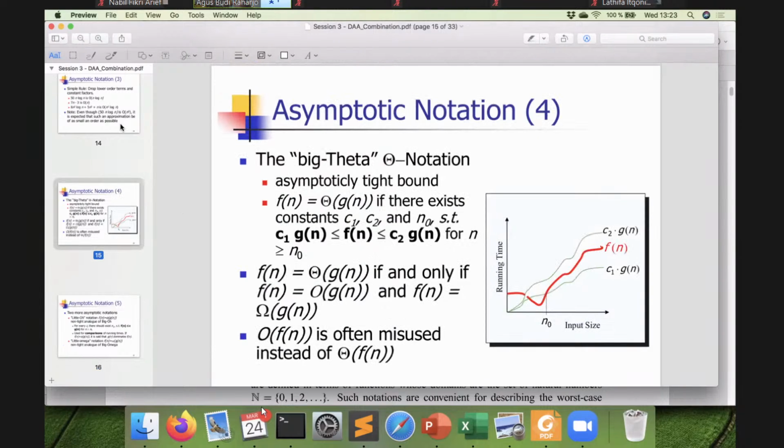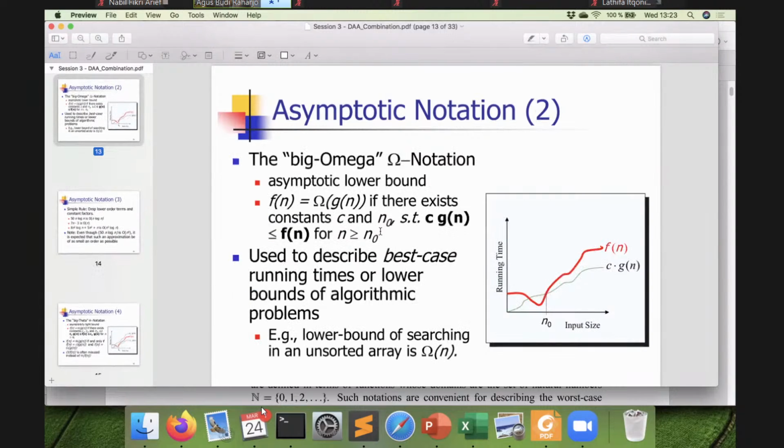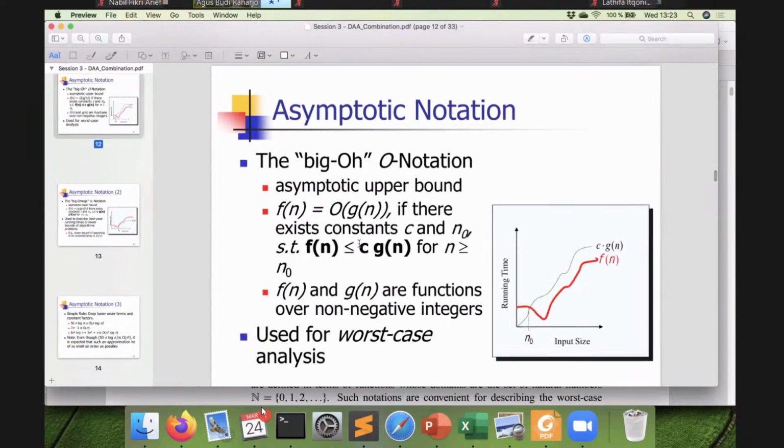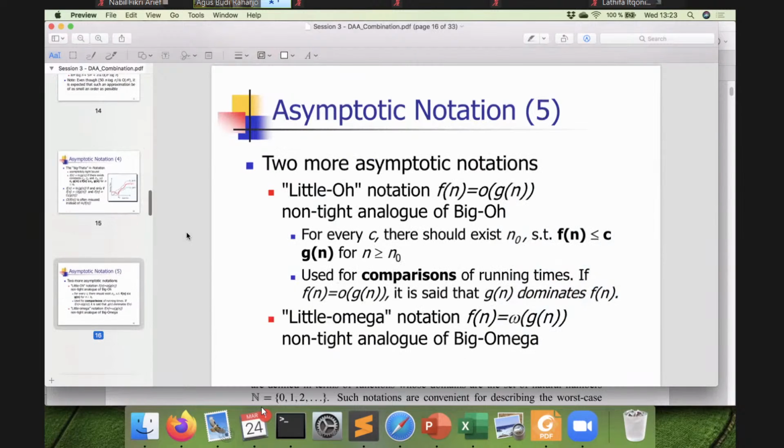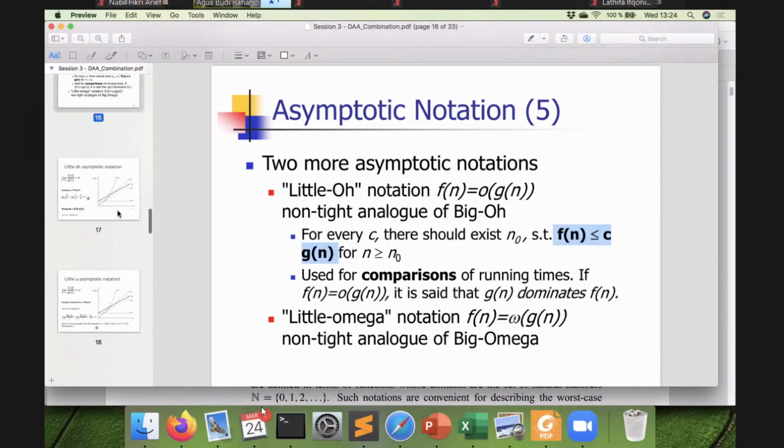If we see over here, no, this one is big omega. This one. So big O is more like big omega? No, because little o is more like big O, but this one, the definition formula is quite similar, and it's used for comparison of running time f(n). This one, because it says that g(n) dominates f(n). What does it mean by dominates? I will show you later with this one.